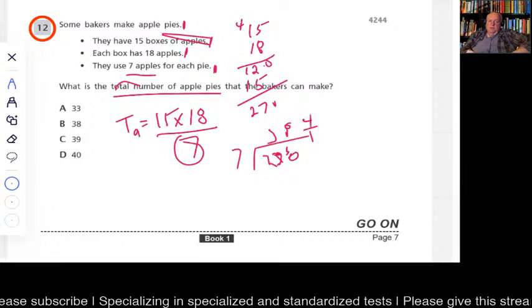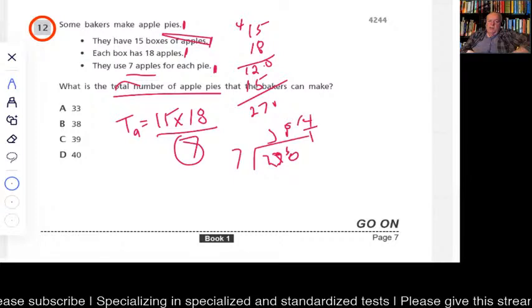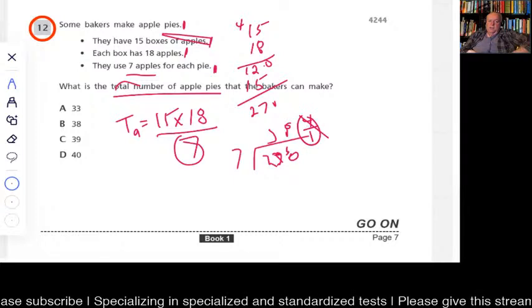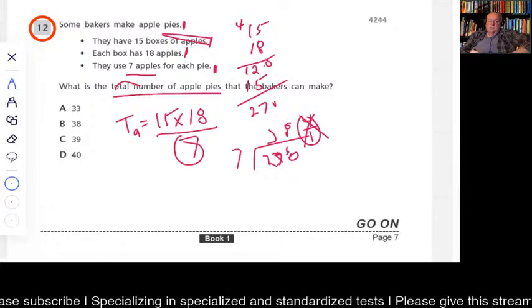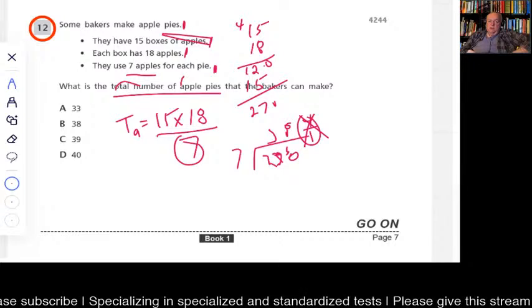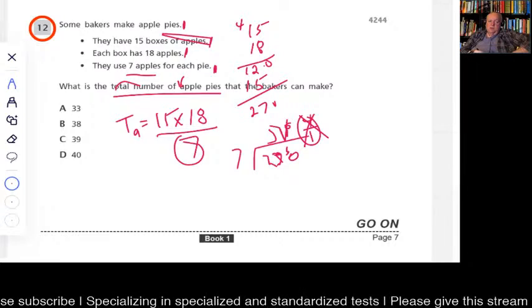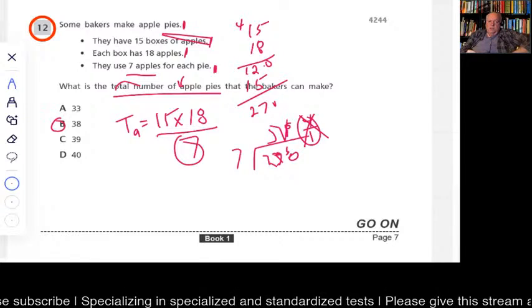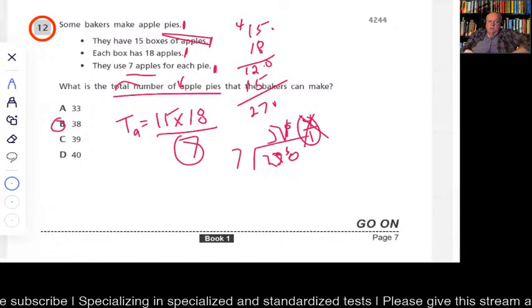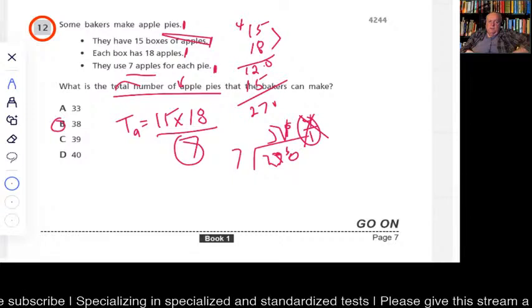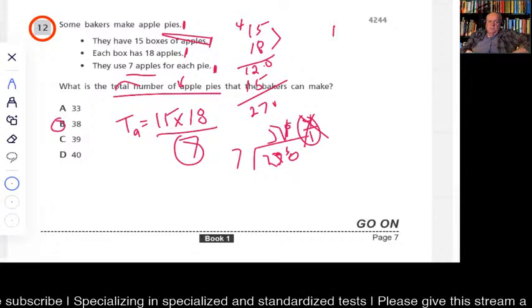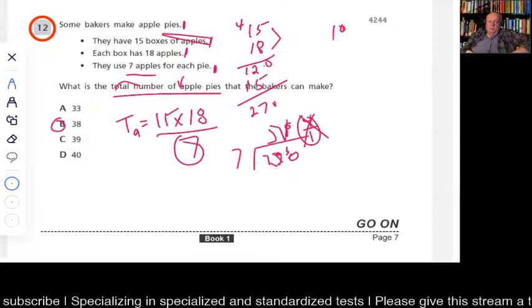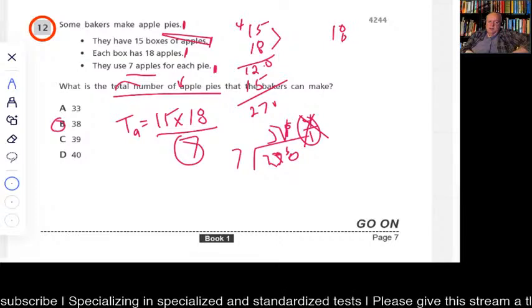Okay. So that means this last pie we can't make. So the total number of full pies, there's an implicit word there, full pies is 38, or B. Okay? And by the way, when you're doing your double-digit multiplication, if you flip the numbers, you have a way to double-check it.